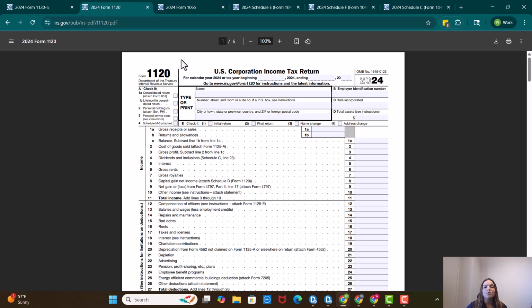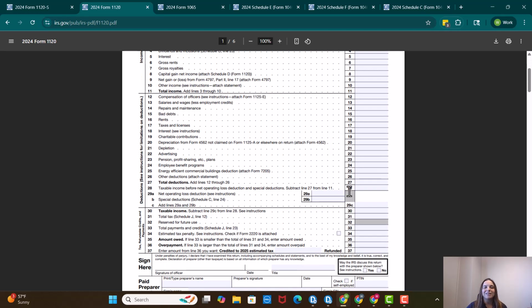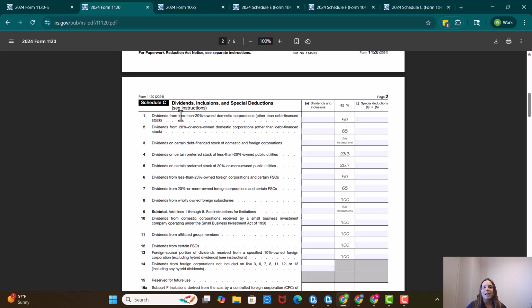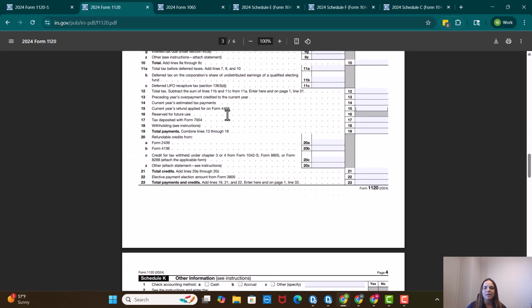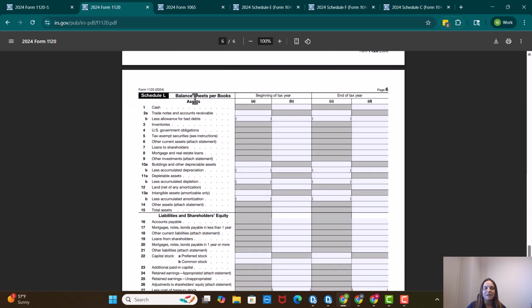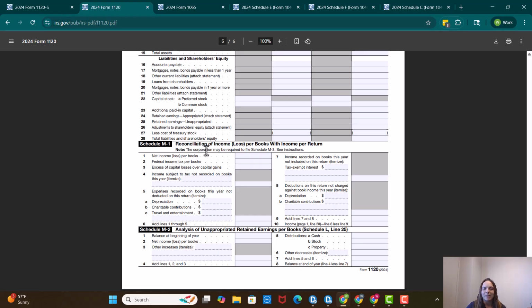C corporations file Form 1120, and this again is going to look very similar to your Form 1065 for partnerships. It just is a little bit different. We are generally going to have tax due here. So this is a C corporation tax return. We have some different schedules, but it looks very similar. We have Schedule K. We are going to have balance sheet. We are going to have reconciliation of income and loss per books. And then we have an analysis of unappropriated retained earnings, which is kind of similar to a capital account.